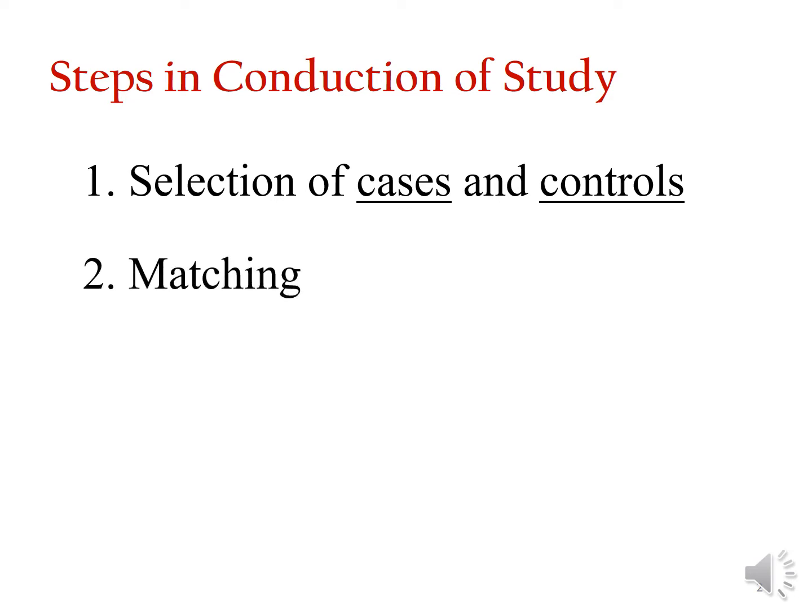Next step is matching. And what is matching? Matching is the process by which controls are selected in such a way that they are similar to cases. So, controls should be similar to cases except the presence of disease. They do not have the disease. Cases are with disease and controls are without disease, but controls are similar to cases.